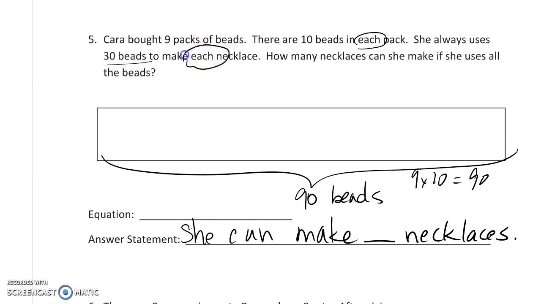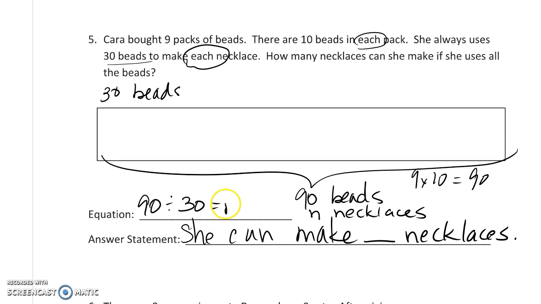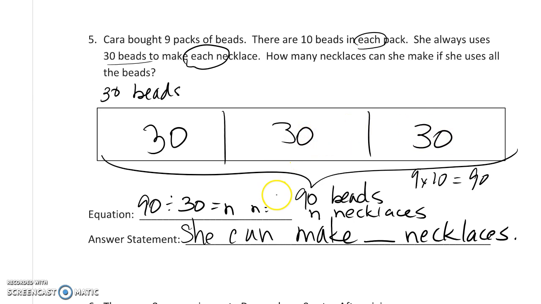And here's that each again, so 30 beads go in each necklace. So I'm not sure. I'm going to call this N necklaces. So I have the total, so it's a division problem. 90 divided by 30 equals N. So N equals what? Well, we can skip count by 30 to try to get there. So this is going to be 30 beads. 30 and 30 is 60. 60 plus 30 more gives us 90. So N equals 3. She can make 3 necklaces.